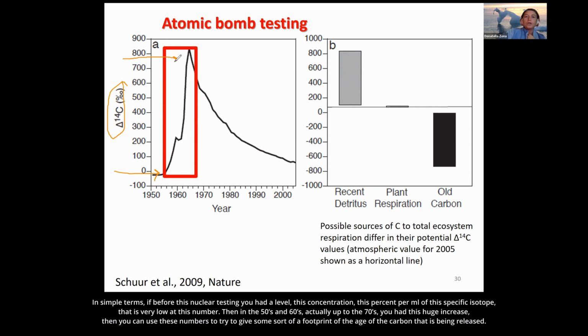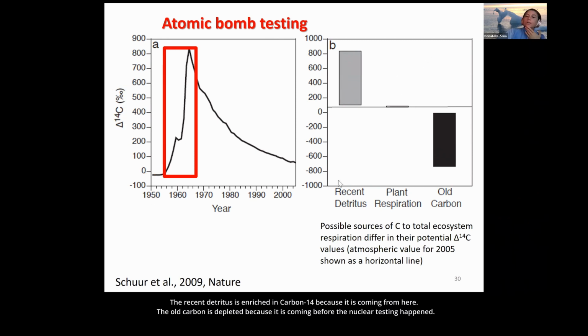Then you can use these numbers to give some sort of footprint of the age of the carbon that is being released. So the recent detritus is enriched in carbon-14 because it's coming from here, okay? The old carbon instead is depleted because it's coming from before this nuclear testing happened, okay?